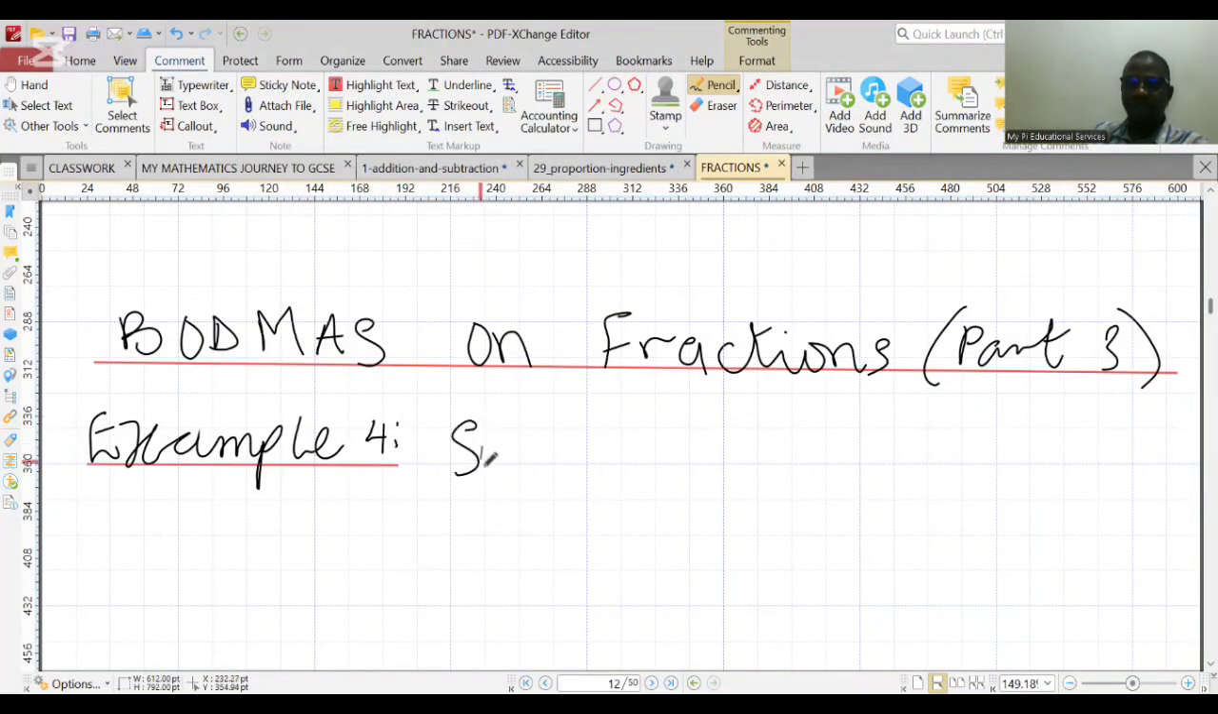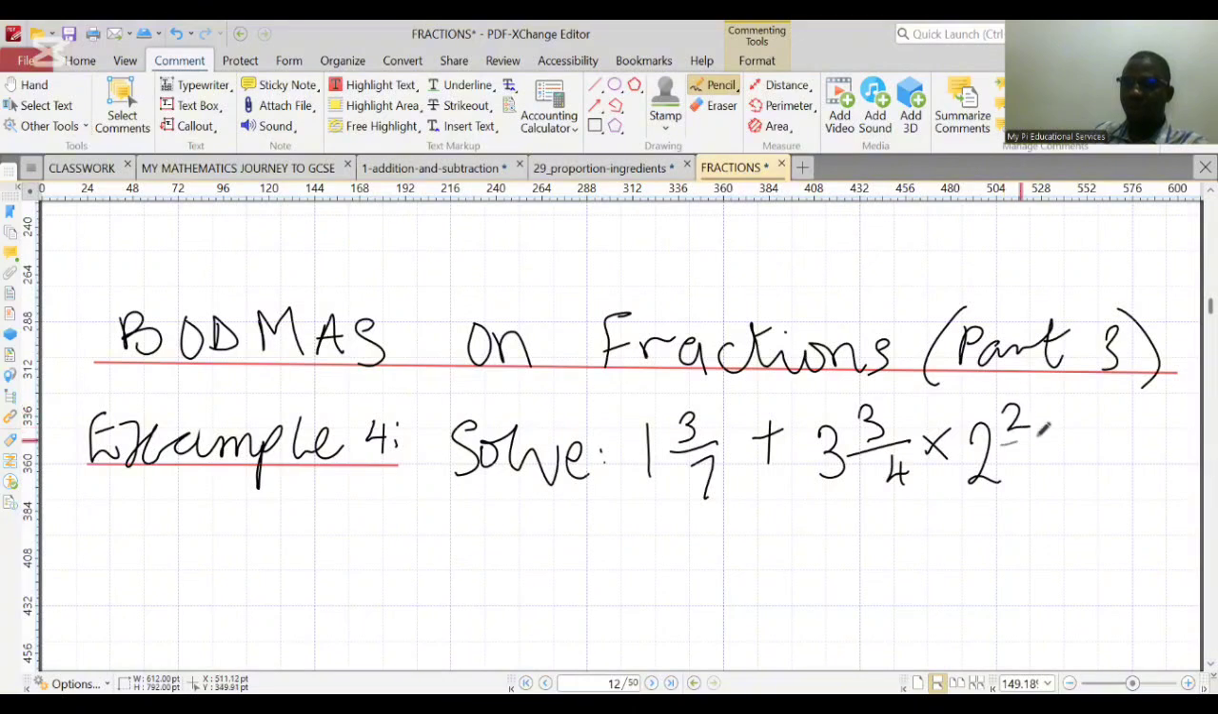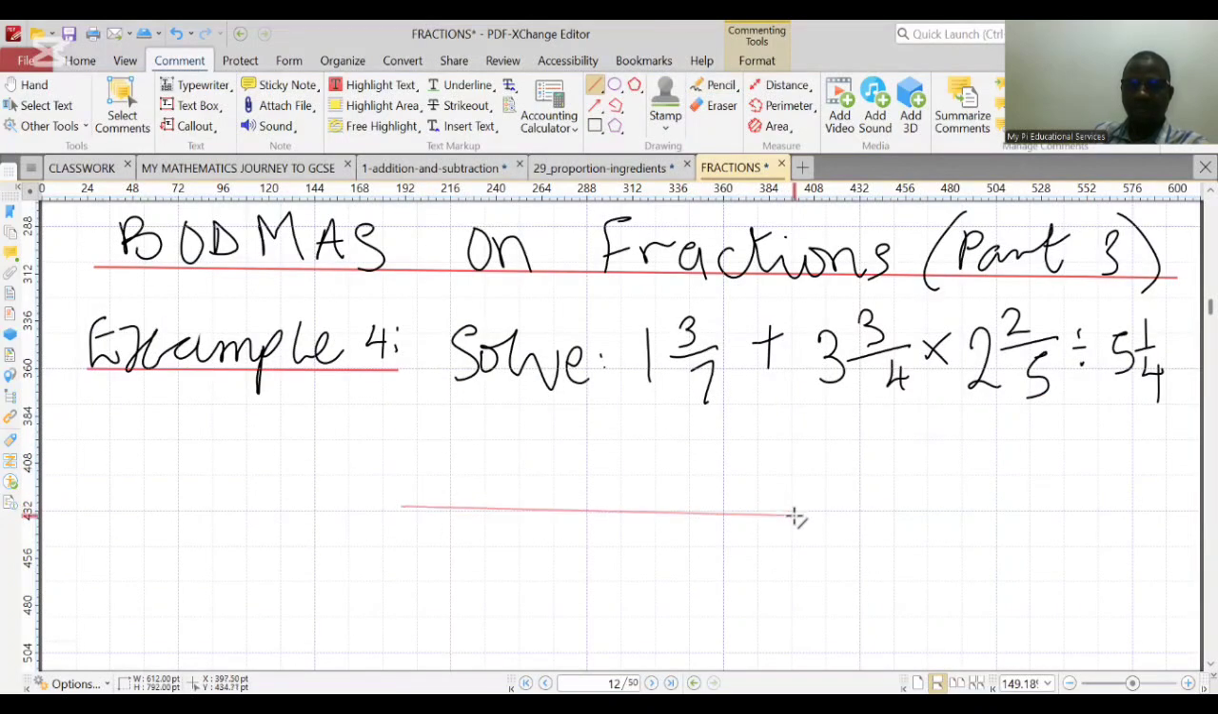In example 4, the question says solve this fraction. We have to solve 1 whole number 3 out of 7, plus 3 whole number 3 out of 4, times 2 whole number 2 out of 5, divided by 5 whole number 1 out of 4. So let's look at this together. Solution.